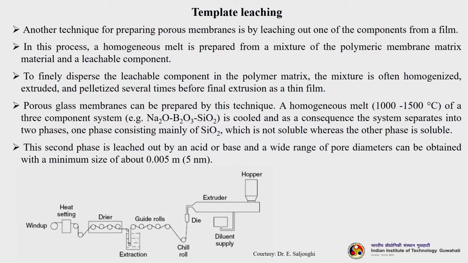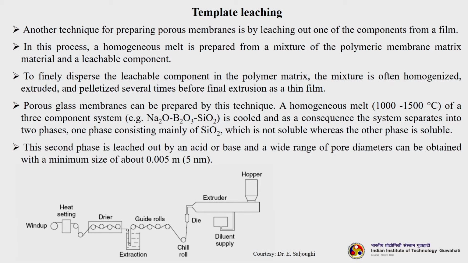So, you can prepare porous glass membranes by this technique. We prepare a homogeneous melt at a temperature of usually 1000 to 1500 degrees centigrade of a 3 component system. This is your sodium oxide, boron trioxide and silicon dioxide. Okay, this is a 3 component system. It is cooled and as a consequence the system separates into 2 phases.